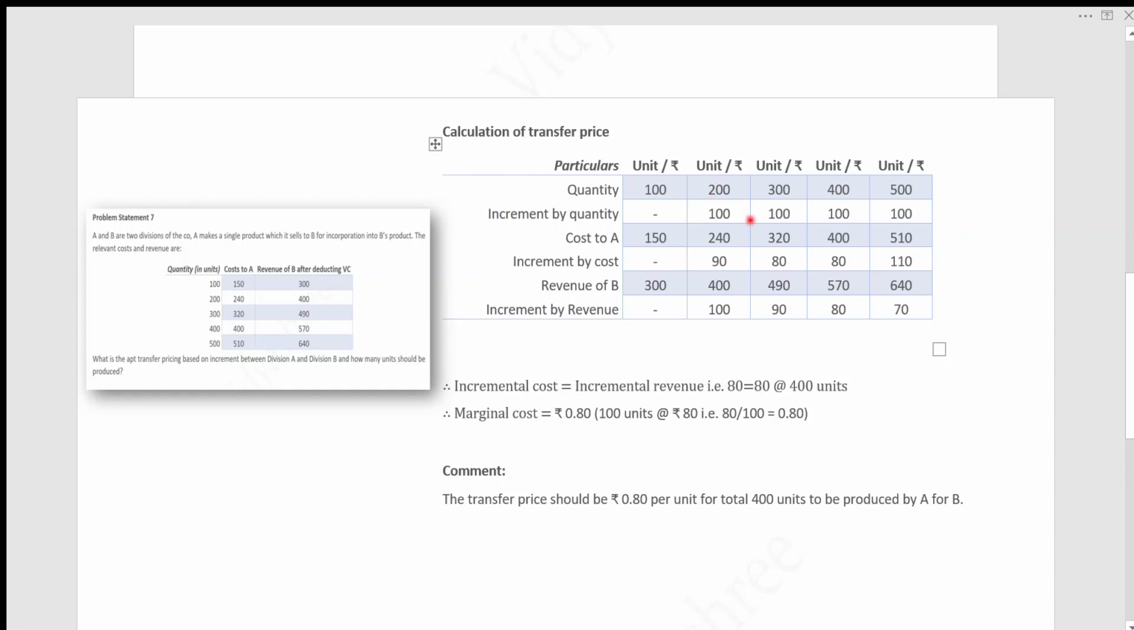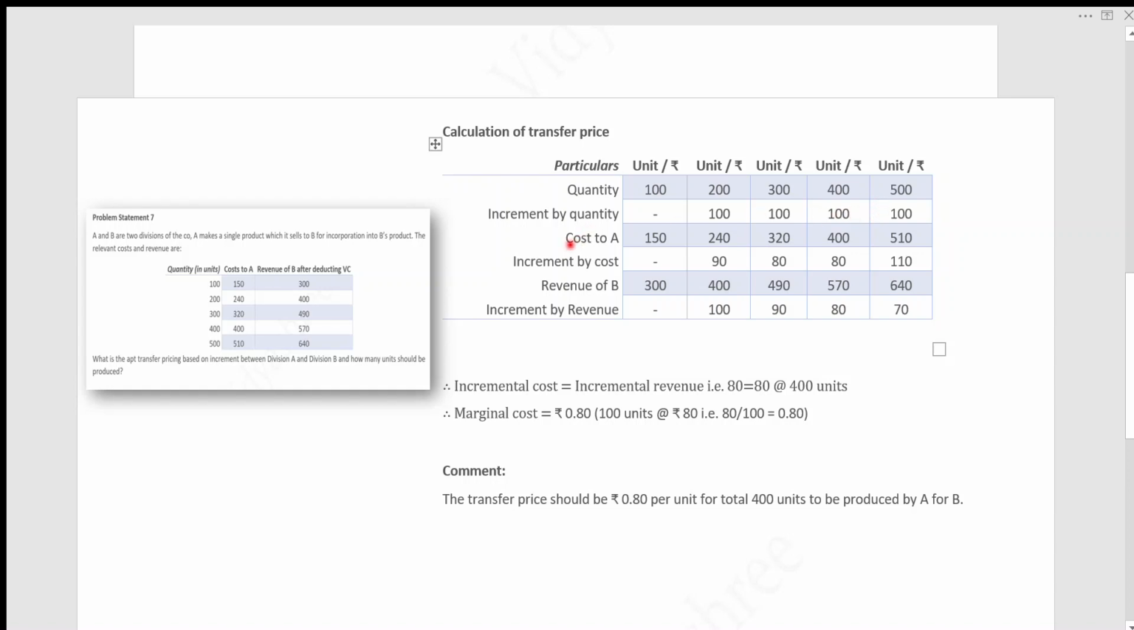The same way for the next. The additional unit there is 100, that is 300 minus 200. Or you can say it this way also: 200 was the quantity which was increased to 300, so the 100 which they have added is 100. So the next additional unit here also 100, additional unit here also 100.